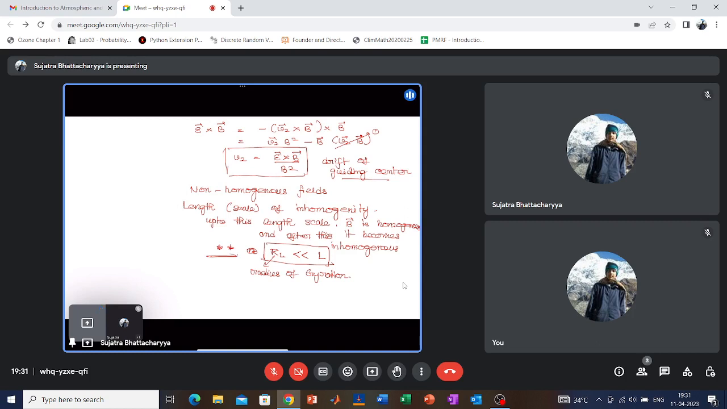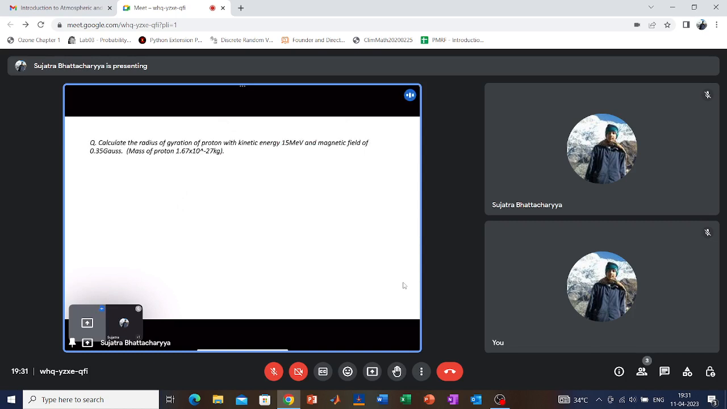Okay, I will not discuss this inhomogeneous field or non-homogeneous fields in much more detail. I will do it in the next class. Now let us see the 5 numericals which I have put here, which will be helpful for solving some numericals in the next assignments.